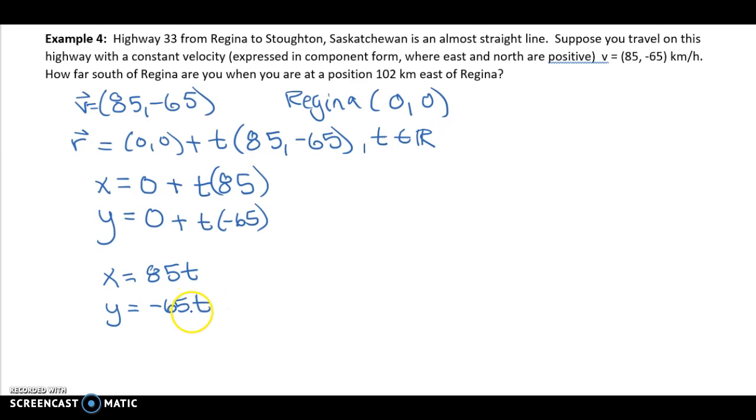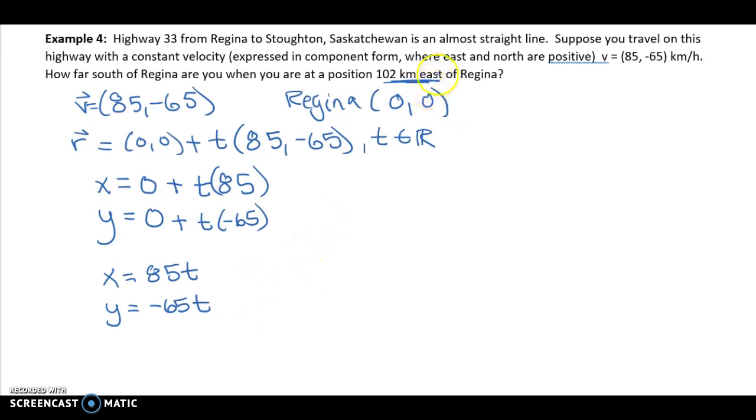So the question is, do we need to worry about the y component? In this case, since it's only looking at the east-west direction, the answer is no. So in order to figure out how far south we are, we need to know when we actually end up 102 kilometers east.